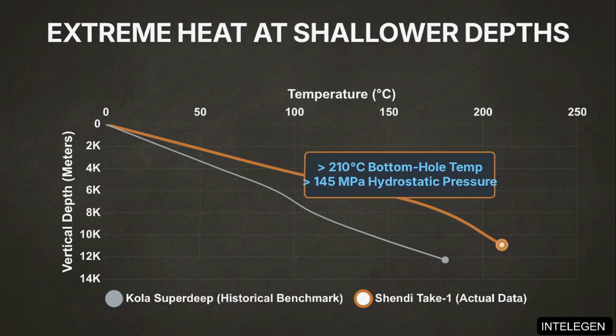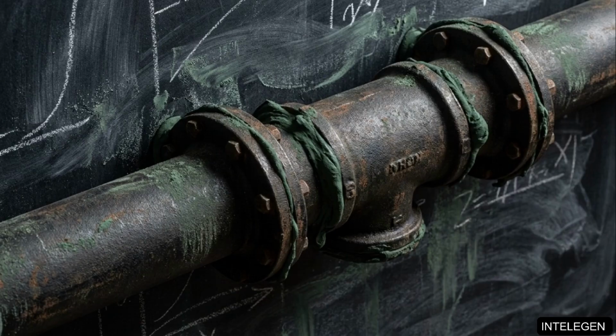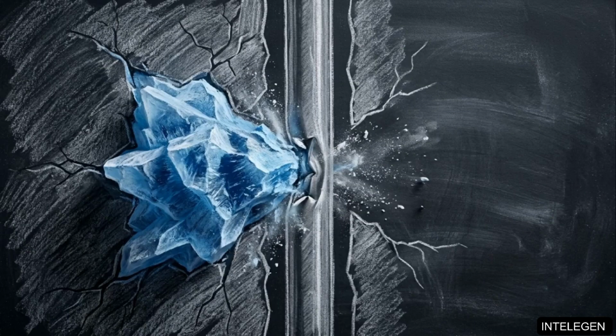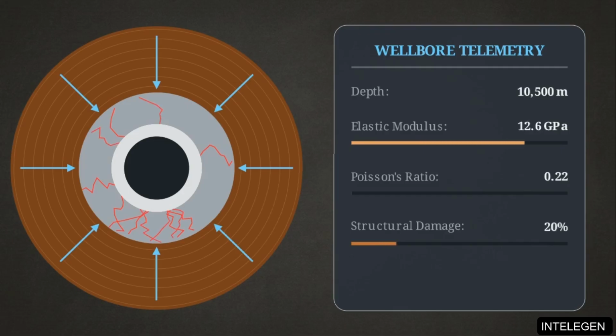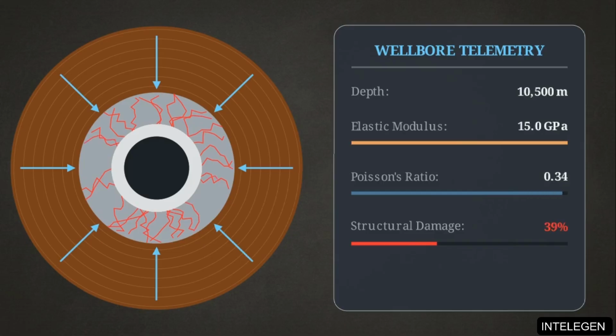Operating in these high-pressure, high-temperature environments causes severe abnormal pore pressure gradients. The risk of formation fluid influx and catastrophic blowouts scales with every meter dropped. At these depths, components suffer from multi-field coupling stress. Simulations show structural damage at the casing cement sheet interface increases by approximately 40% as the elastic modulus of the cement increases from 3 to 15 gigapascals, and the Poisson's ratio climbs from 0.22 to 0.34.